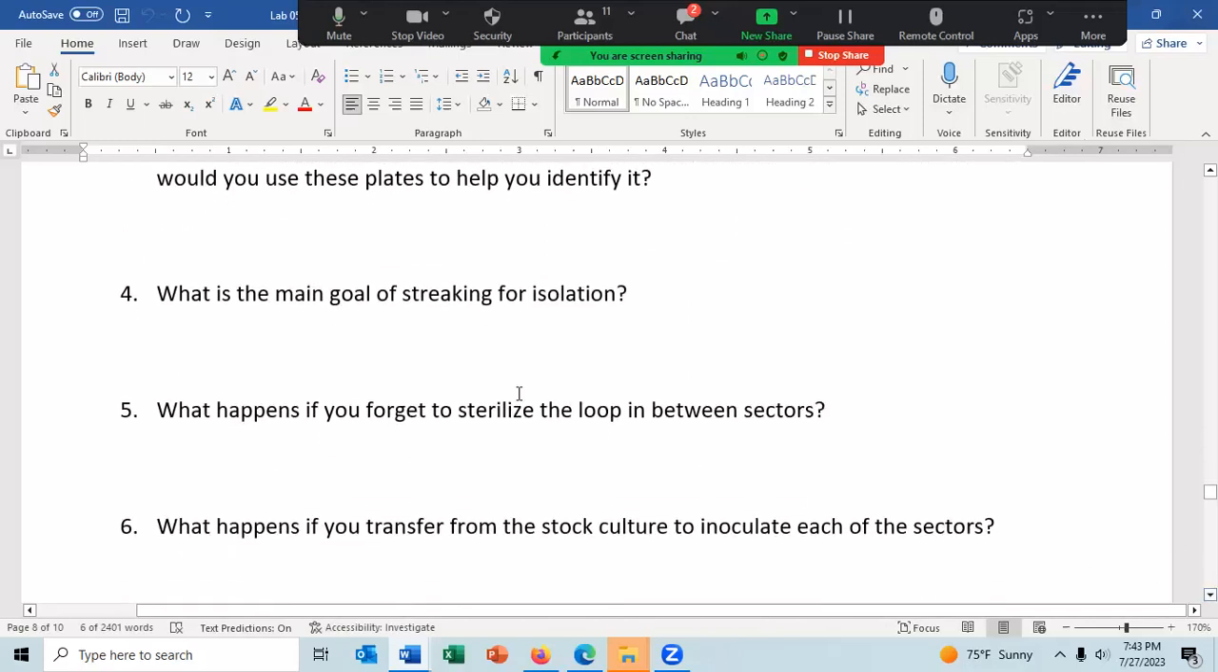What is the main goal of streaking for isolation? Meaning when we're streaking out cells on a plate for colony isolation, what's the main goal? And 5, what happens if you forget to sterilize the loop in between sectors?